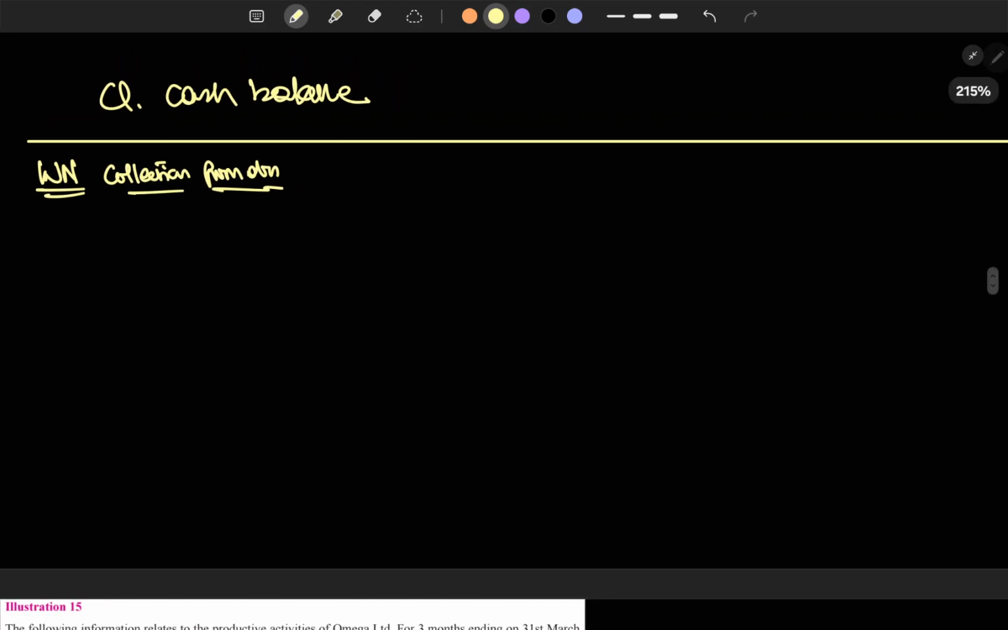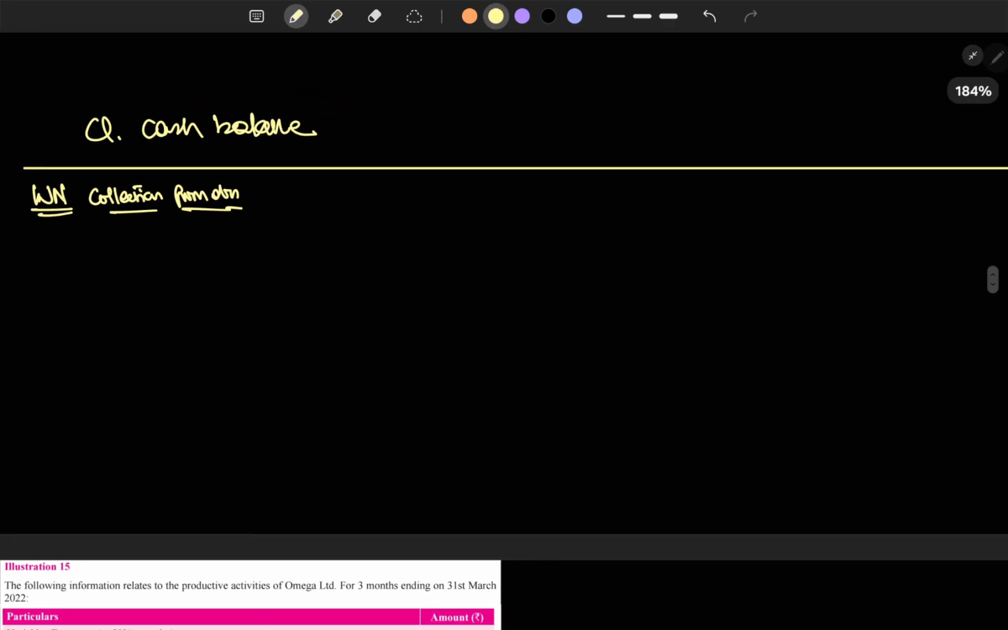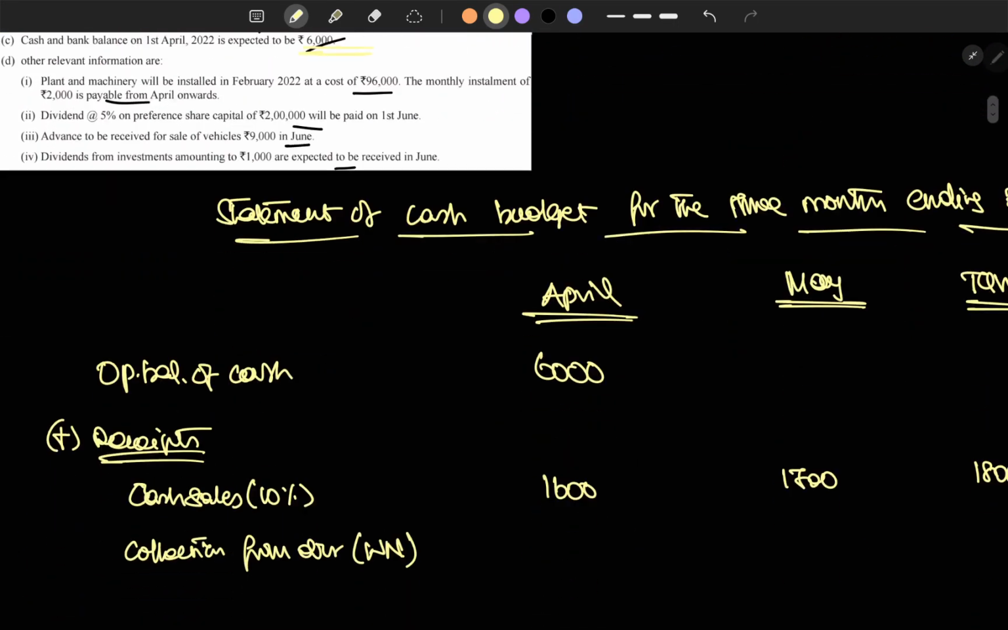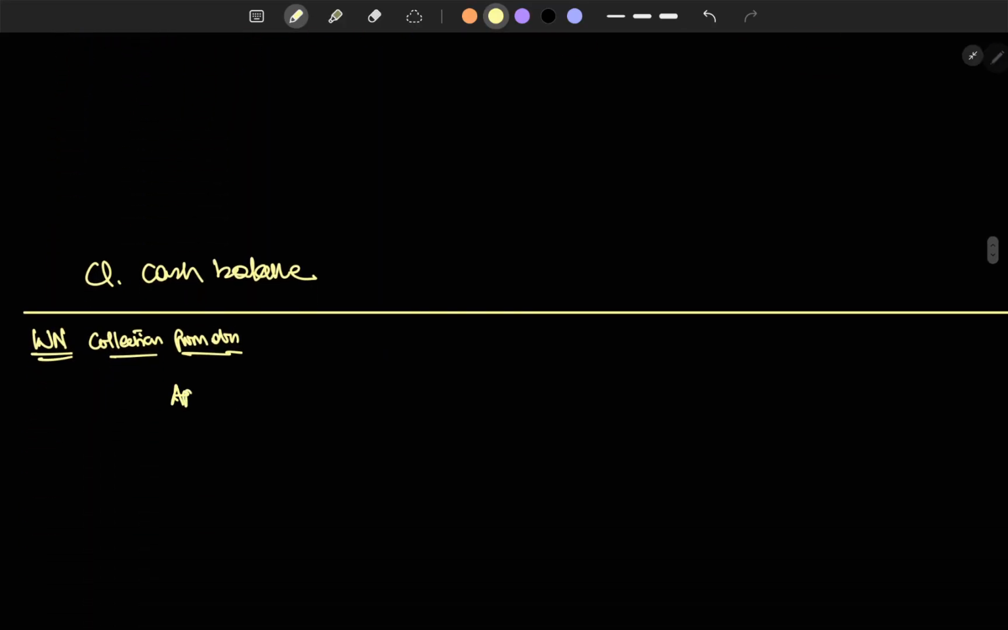Working note: collection from debtors, right? Which months were given? We are going to find out for April, May, June. 50 percentage of credit sales in the next month, and the remaining 50 percentage of credit sales in the subsequent month.